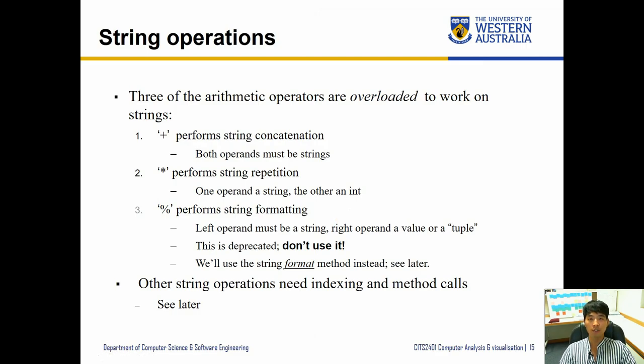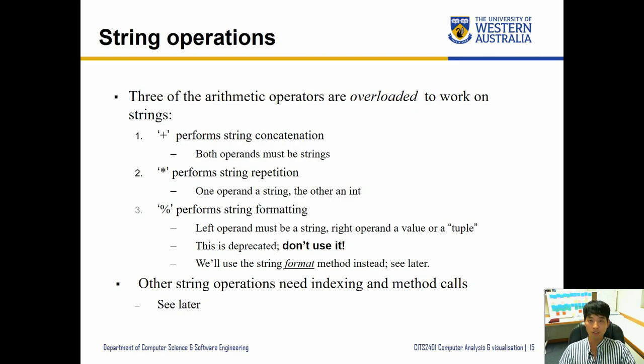For numeric types like integers, a percentage sign means the modulus operation where remainders are calculated and displayed. In string, it's a string format operation, which means I can insert other variable types into a string and display that. Left operand must be a string, right operand a value or a tuple.